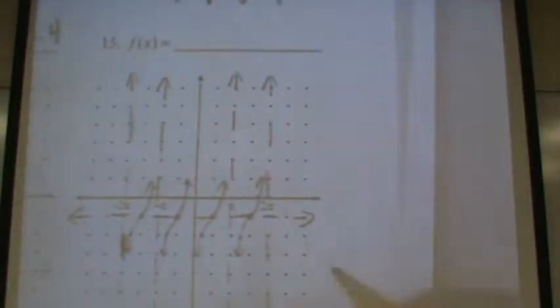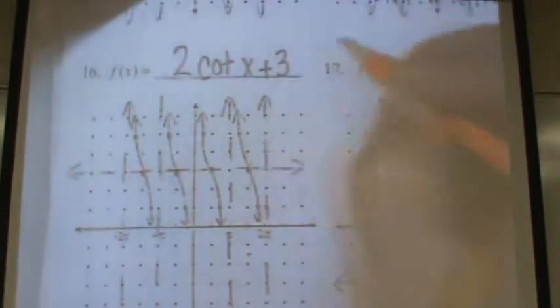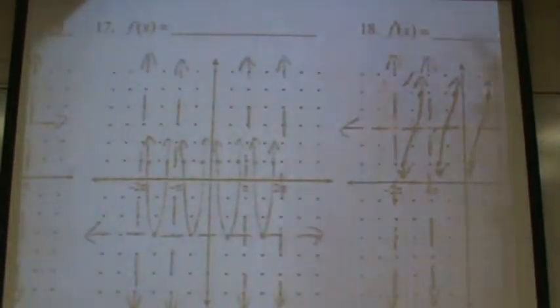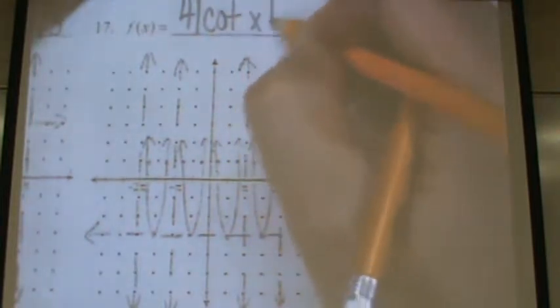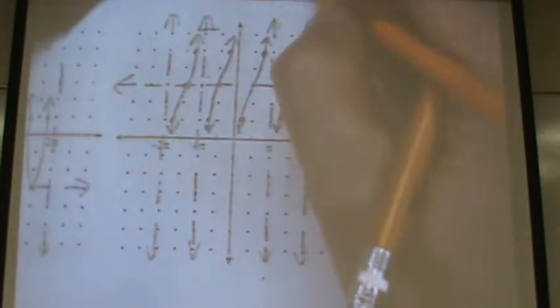Next one. Negative cotangent of x minus 1. You guys are getting these. 2 cotangent x plus 3, absolute value, 4, minus 3. And last one. Negative 2 cotangent of x plus 3.